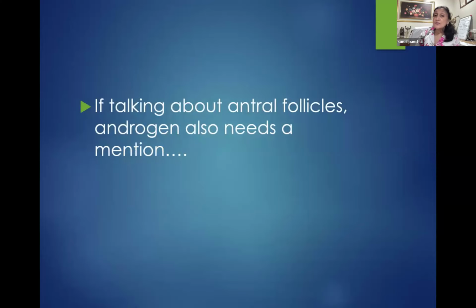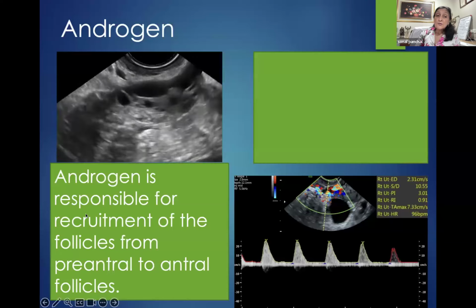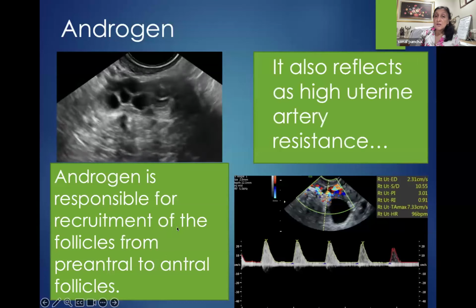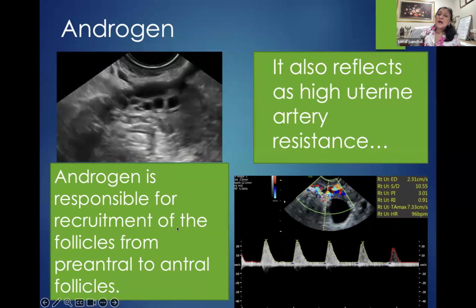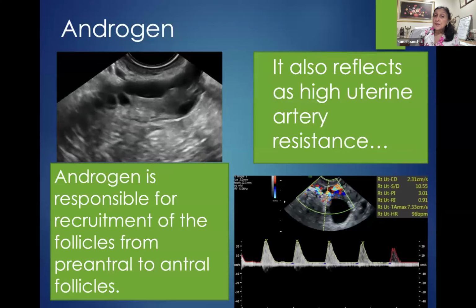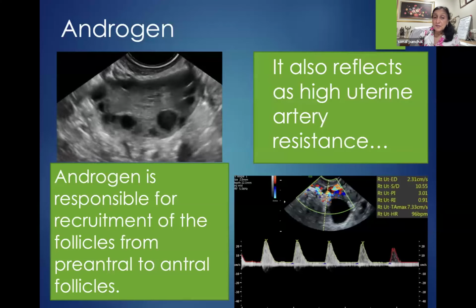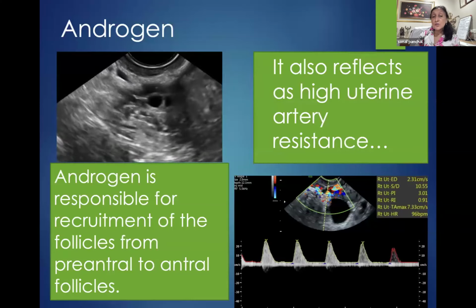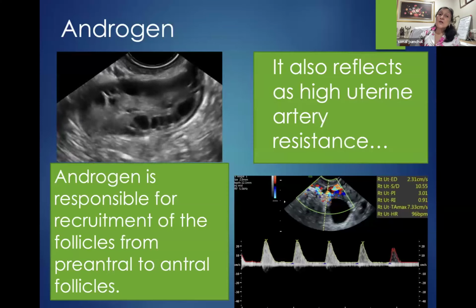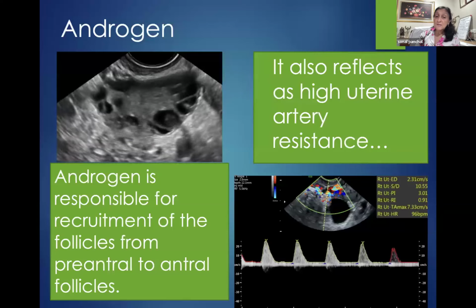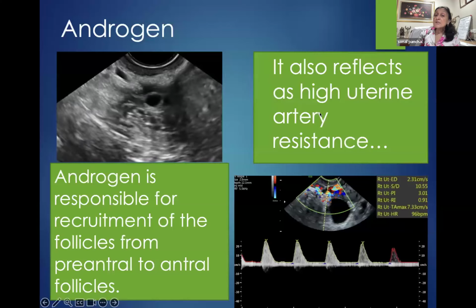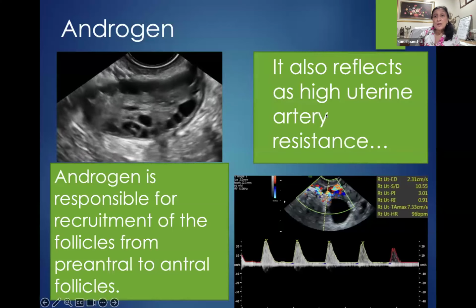If talking about the antral follicles, androgen also needs a mention. We know that androgen is responsible for the recruitment of the follicle from the preantral to the antral follicles, and it also reflects as a high uterine artery resistance. If I say so, that means androgen is the cause and AMH is the result of the number of antral follicles. But moreover, as mentioned here, it is androgen, the so-called male hormone.